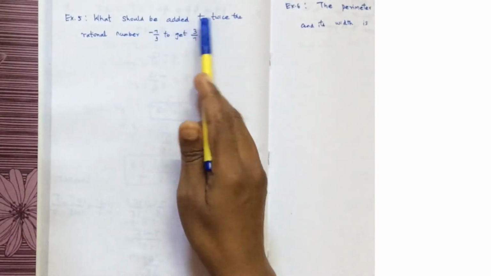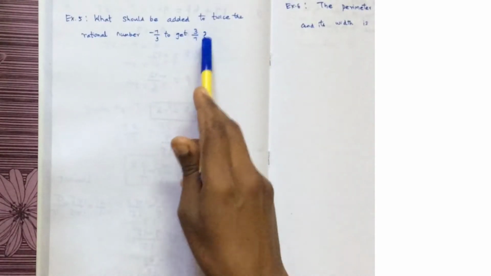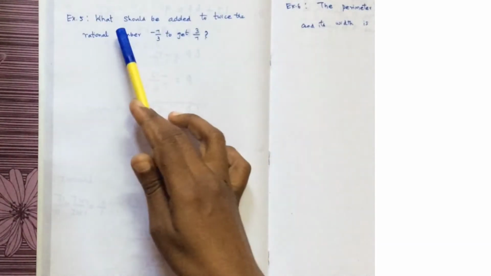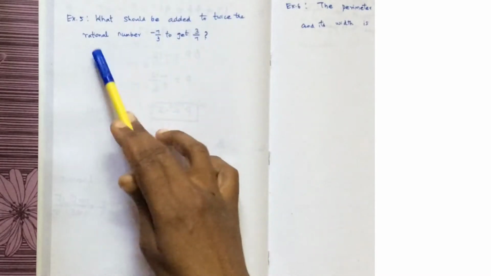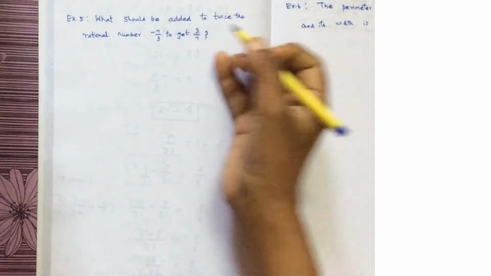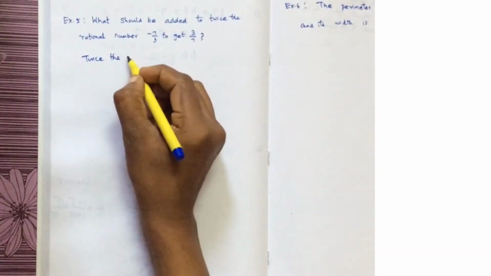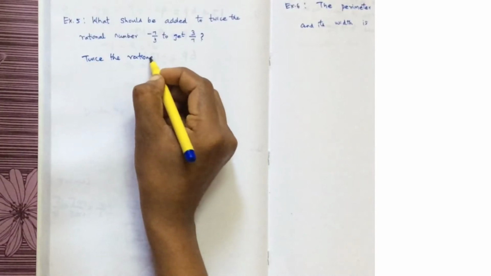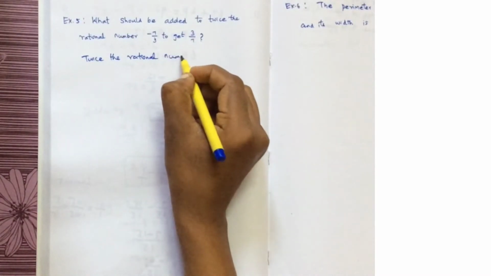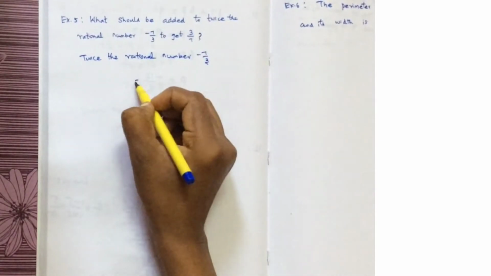What should be added to twice the rational number minus 7 by 3 to get 3 by 7? I repeat the question. First, what is twice the rational number? Twice the rational number minus 7 by 3.